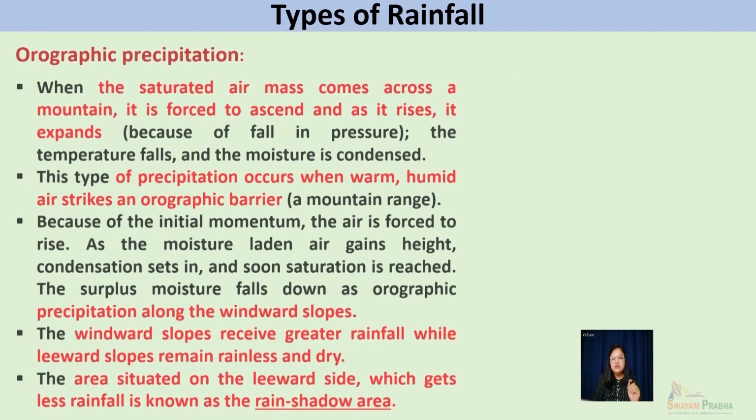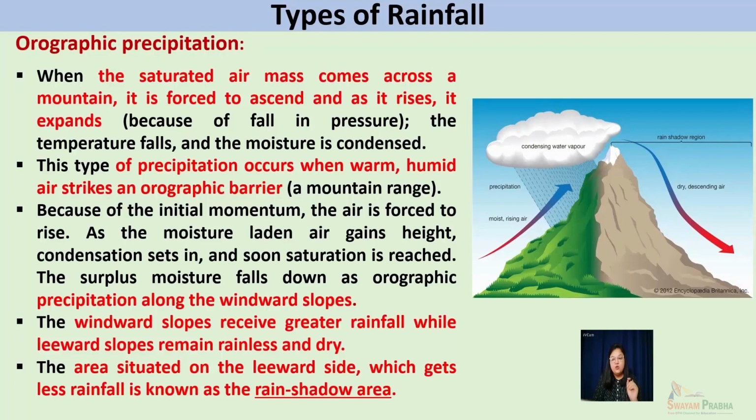The second one is the orographic precipitation. When the saturated air mass comes in contact with a mountain or any barrier for that matter, it can be a hill or hill complex or any elevated surface, it is forced to ascend, and as it rises, it expands adiabatically because of the fallen pressure. When the temperature falls and the moisture condenses, it leads to the precipitation.